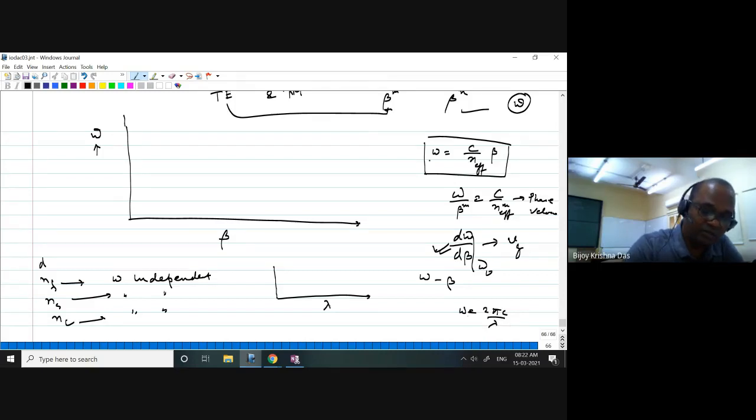This is omega. If I look at any material and try to see the refractive index, typically it is like this. As you go to longer wavelength, that means lambda is increasing this side and omega is increasing this side, then normally the refractive index drops as you increase the wavelength, or the refractive index increases as you increase the frequency. That is the normal material dispersion.